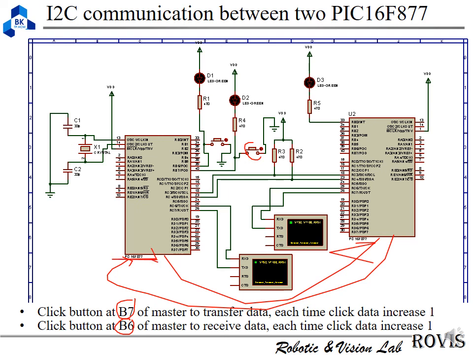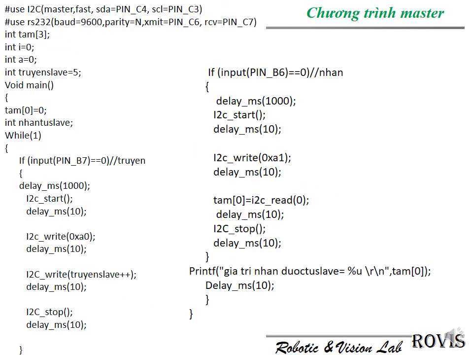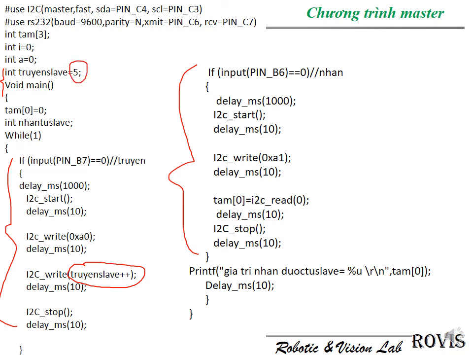And the data will increase every time. According to the program here, this one is for the transmit and this one for the receive, right? And every time we transmit, we increase the data here. So we use the compiler for the programming. The first data will be number 5, and then when we click again, it will increase to 6, 7, 8.